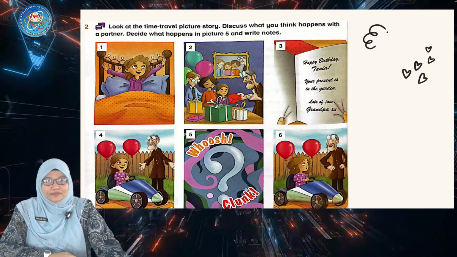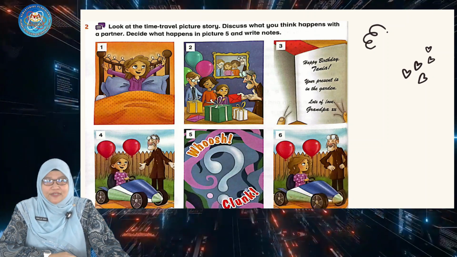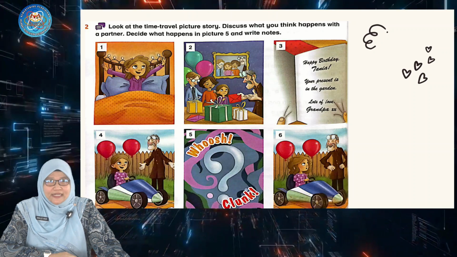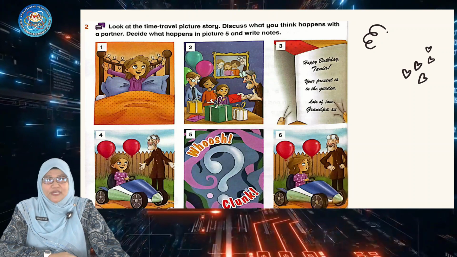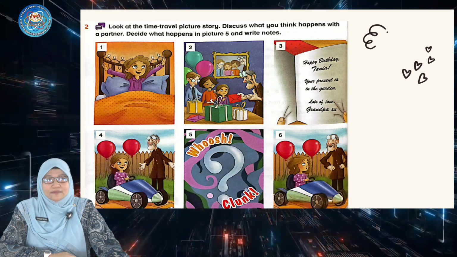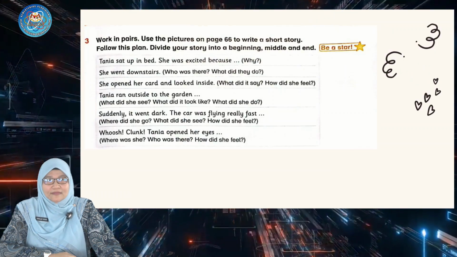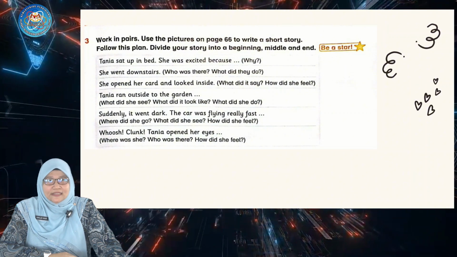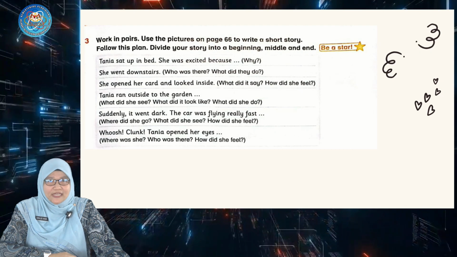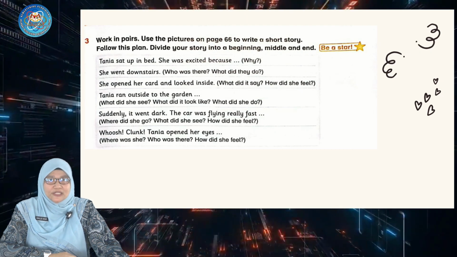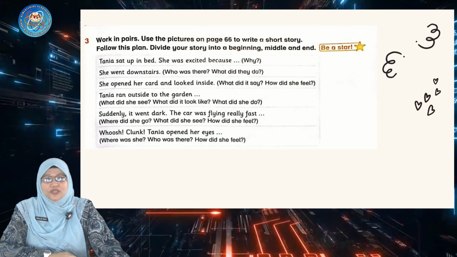Okay. Now, we look at Activity 2. Look at the time travel picture story and discuss what happens in picture 5 and write notes. Now, let's look at Activity 3. Work in pairs. Use the pictures on page 66 to write a short story.